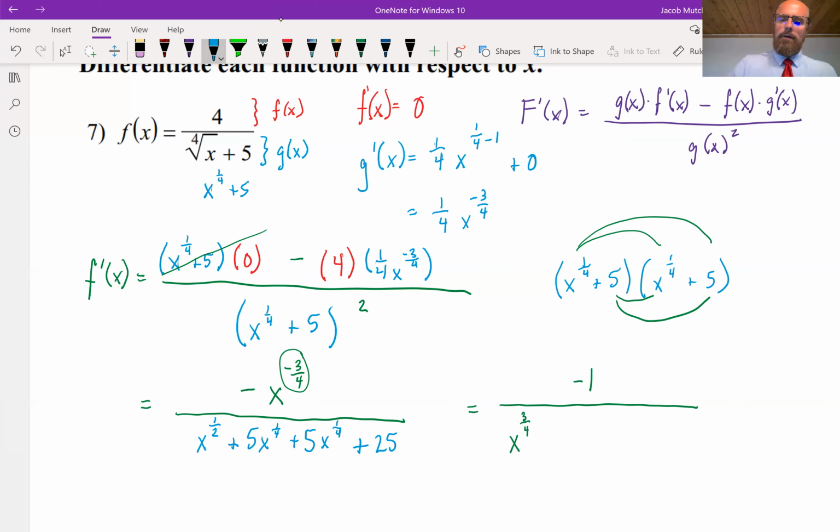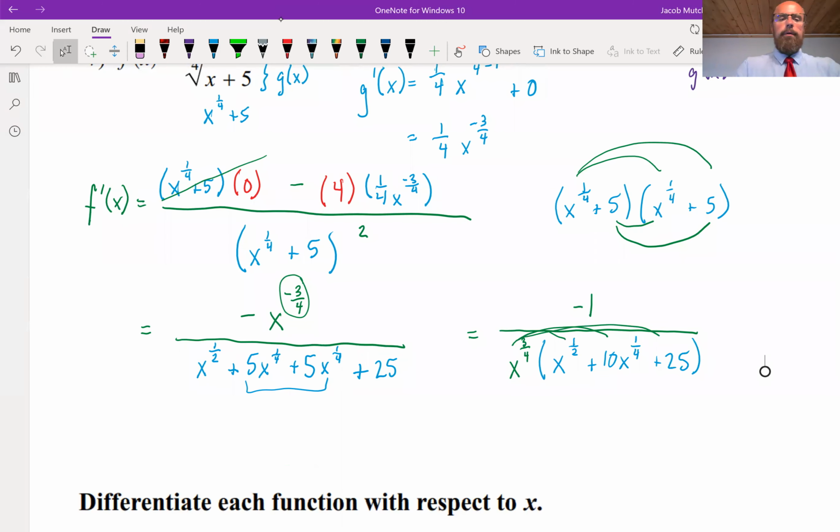And then I'm going to multiply all that in the denominator times that trinomial. So I want to combine those like terms. So this is going to be x to the power of a half plus 10x to the power of a quarter plus 25. So one last distribution, and this one is complete. I'm going to distribute that x to the power of 3/4 through. So what we'll have here is going to be -1 over x to the 3/4 times x to the power of half.